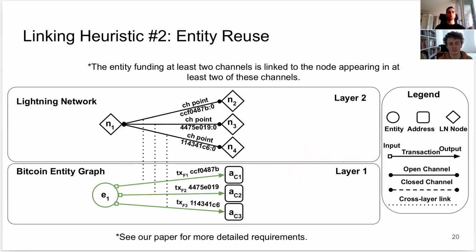The second linking heuristic that we call entity reuse is based on the fact that one entity has been reused to fund and open channels, and this is reflected on the Lightning Network, where one node is exactly sharing these channels. So if there's one entity opening at least two channels, then this entity is linked to the node that is appearing in at least two of these channels. Also, in this case, we do not care about the multi-hop payments happening on the peer-to-peer network. So any attack there is not related to this.